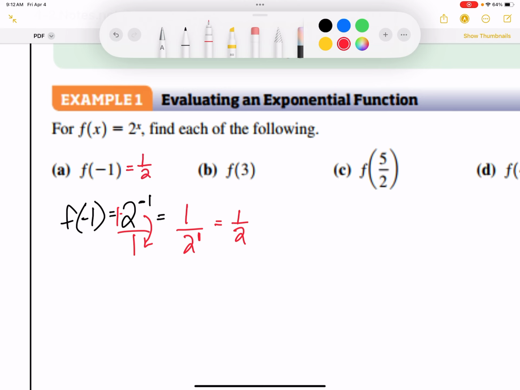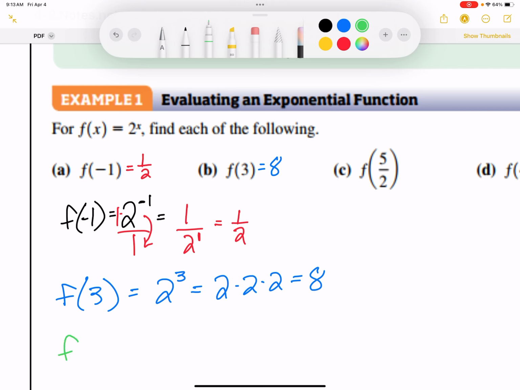All right, what about f of 3? Well, that's equal to 2 to the 3rd power. Exponent's positive, we're all good. That's 2 times 2 times 2, which is 8. So this is 8.